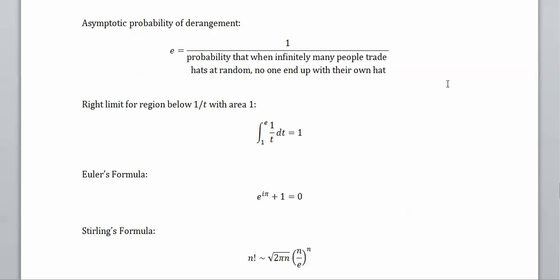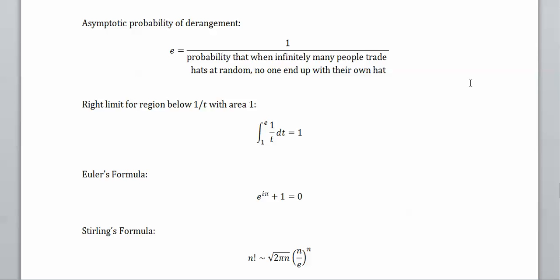If you think about it, if you have 3 people and they trade hats randomly, I think there's a 50% chance that nobody's going to end up with their own hat. So 1 over 0.5 would be 2. But again, you could look at what happens with 4 people, with 5 people, with 6 people, and it becomes a little bit less likely that nobody will end up with their own hat.